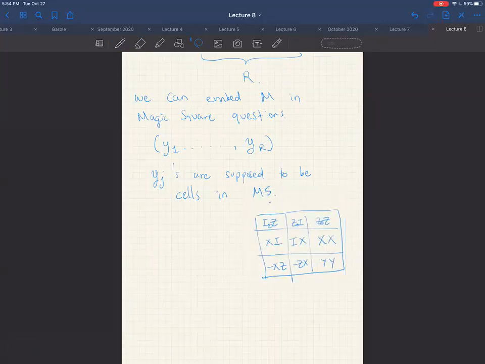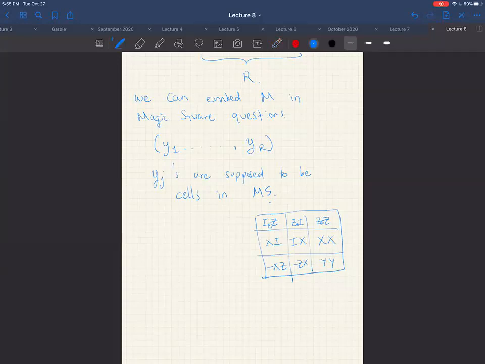Okay, cool. So if I wanted to embed it, then I'm going to focus on these two special questions, cells 1 and 5. Those correspond to measuring the second qubit in Z or the second qubit in X.